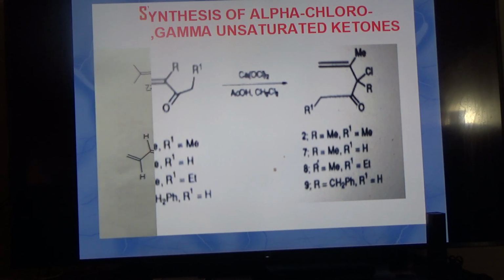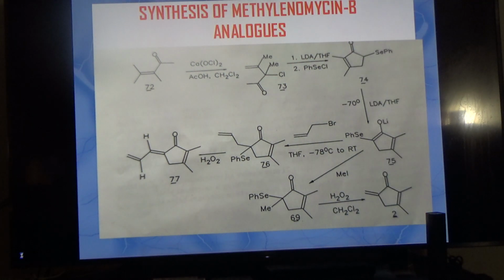Now in the next slide, you will see how the reaction proceeds. After you make an alpha-chloro unsaturated ketone, it is treated with LDA, lithium diisopropylamide, in THF at -70, and you generate the anion. The anion is alkylated with phenylselenium chloride, and that gives you the selenium cyclopentanone. In simple terms, it proceeds through the anion here attacking here, in an intramolecular SN2 prime, eliminating chlorine, and you have this.